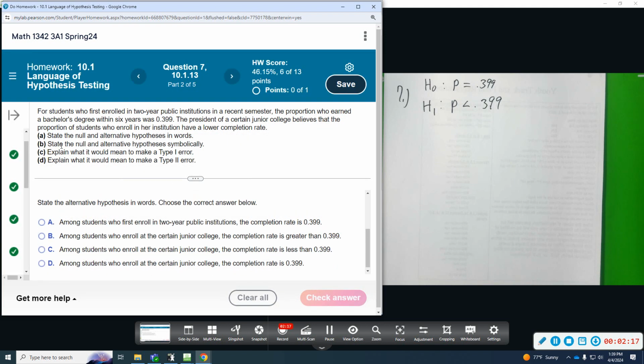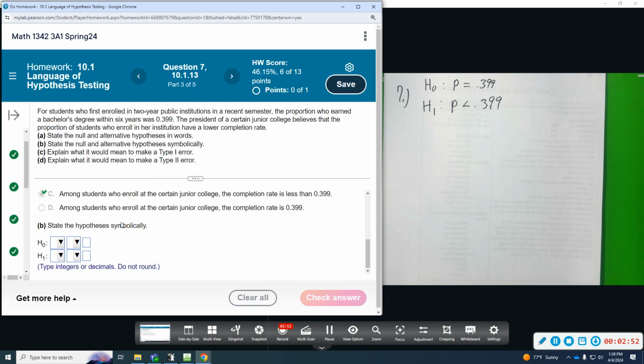So, next part says the alternative in words would be the ones at a certain junior college are less than. That's what she believes to be true. So students who first enrolled, that would be the whole thing. We're looking at among students who enroll at a certain junior college, completion rate is greater than. We're looking for less than. She said she believes they are lower. So among a certain junior college, the rate is less than 0.399. C looks good. And then D, the completion rate is, so that would be our null.